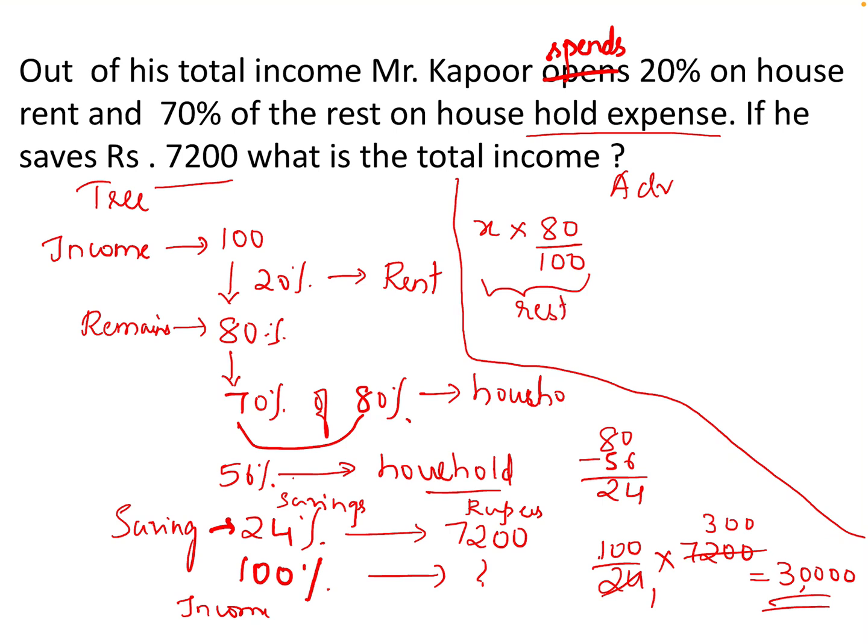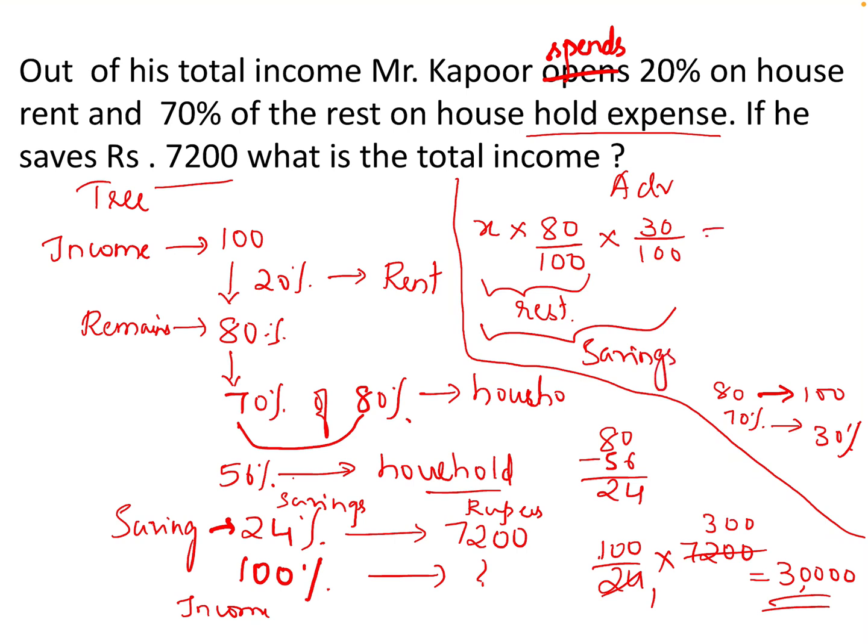Then 70% of the rest. Now if this is the rest, 70% of this he is spending on household. So if I assume that 80 itself is 100%, then 70% of this is spent on household. So 70% of 100 if it is spent, what will remain? 30% will remain. So this 30 by 100, this whole thing is nothing but his savings.